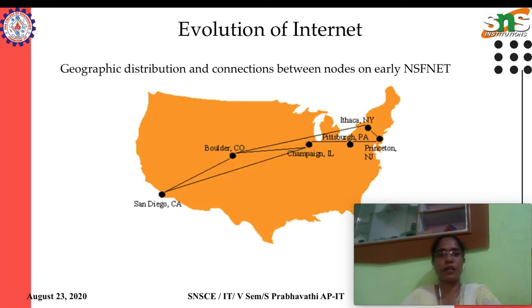And this is the initial NSF network. So the geographic distribution of nodes in different areas, from San Diego, California to Colorado, Illinois, New York, and so on. So these are the regional networks, and they are interconnected by NSFNET. This is the backbone for the earlier internet connectivity, and now from NSFNET we have moved to private networks for internet connectivity.